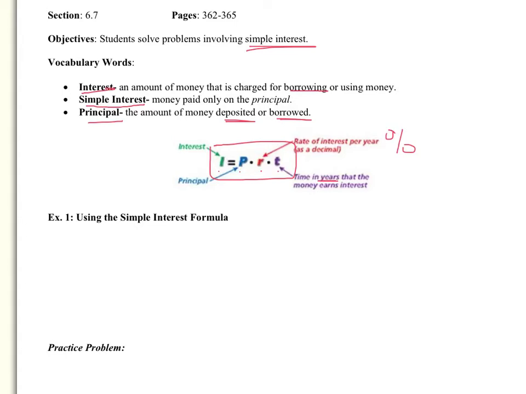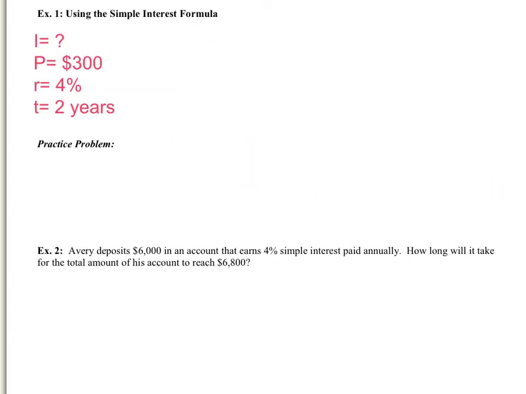And that is important because if they tell us like 6 months, then, well, that's 6 out of 12. So that we would use a decimal for that because it's half of a year. So be careful with your year. All right, let's get started with example 1.